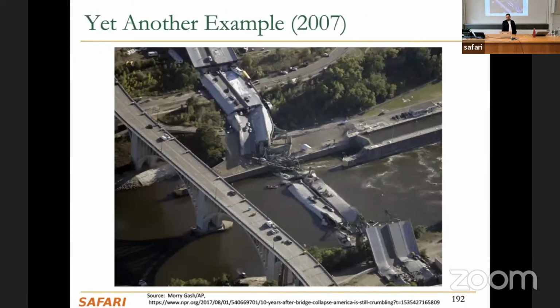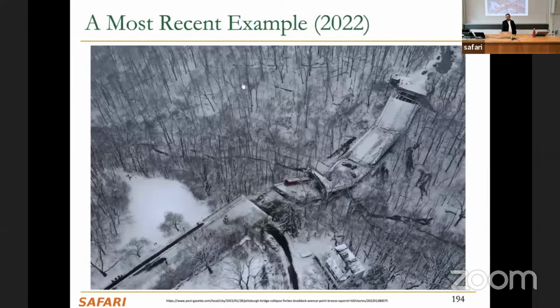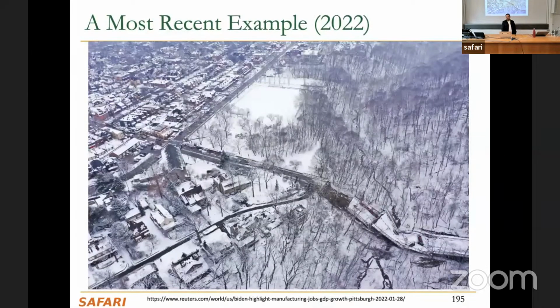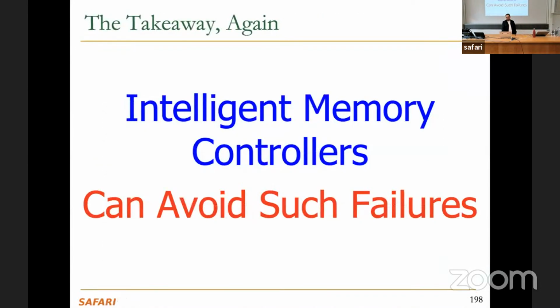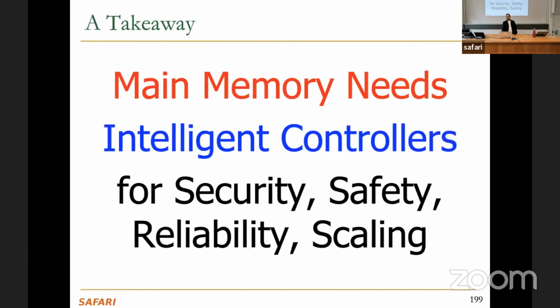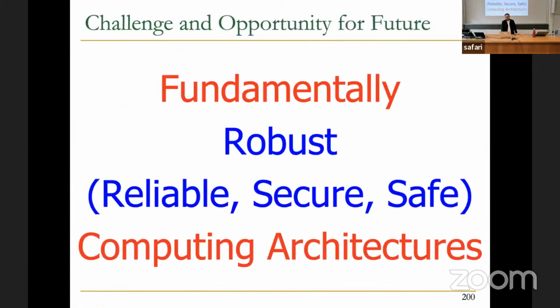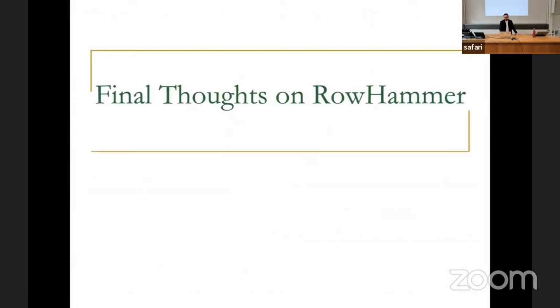And I'm gonna just show you a lot of bridges that have collapsed. So these bridges were not robust enough, and this is some disaster. And we do not want similar disasters in our computing systems. So we need intelligent memory controllers to avoid such failures. And main memory needs intelligent controls for security, safety, reliability, and scalability. And we need fundamental robust computer architectures. We don't want to have just temporary patches.